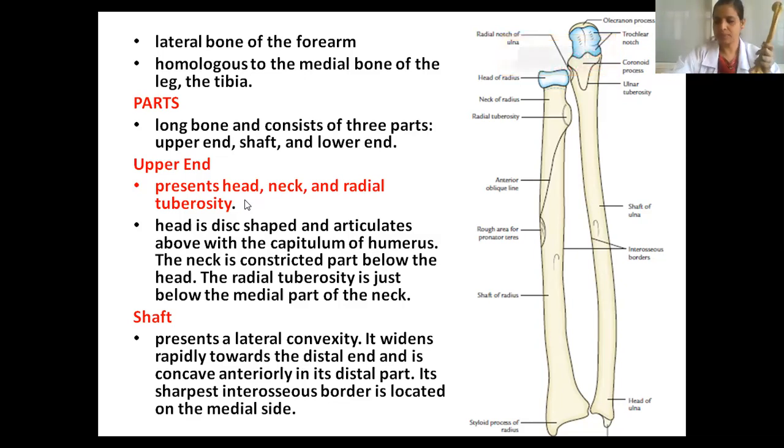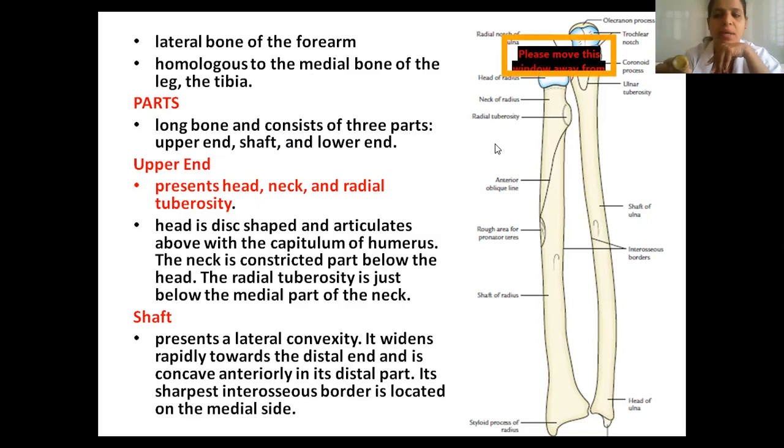Okay, so head is disc shaped and it is articulating above with the capitulum of the humerus. If you observe this head, it is covered with hyaline cartilage. Anything which is covered with cartilage, always remember it is taking part in the formation of joint. Neck is the constricted area which is below. Then the radial tuberosity is this one, I told you many times, just below the medial part of the neck. And then shaft, this whole thing is shaft, right?